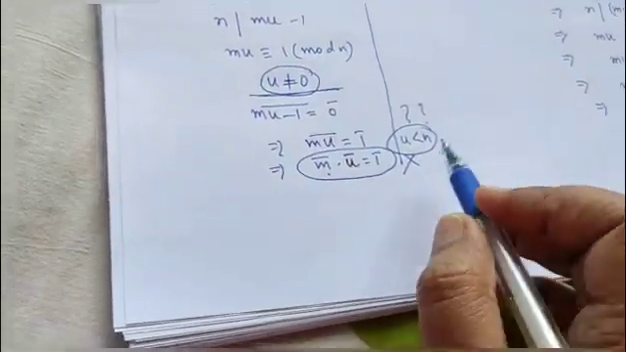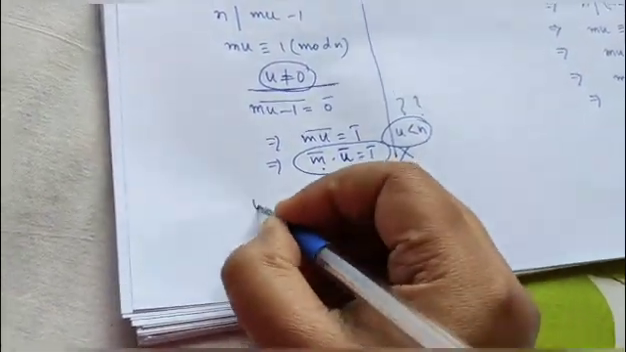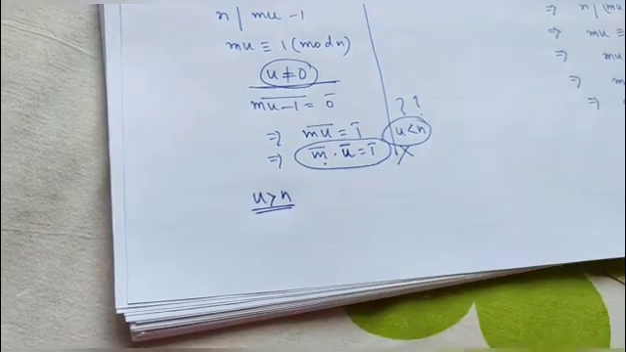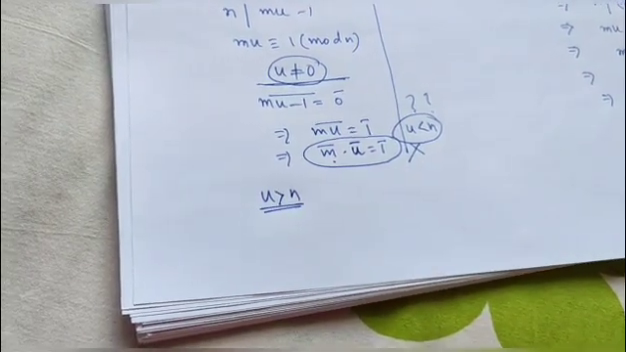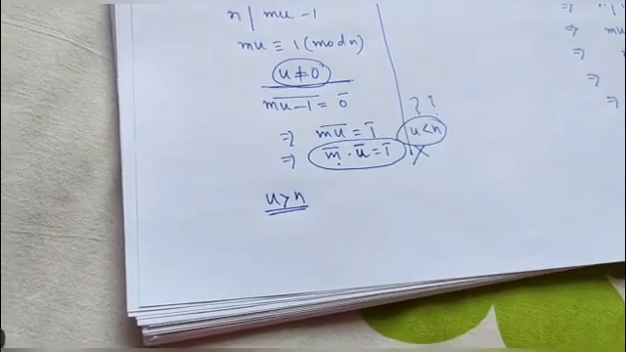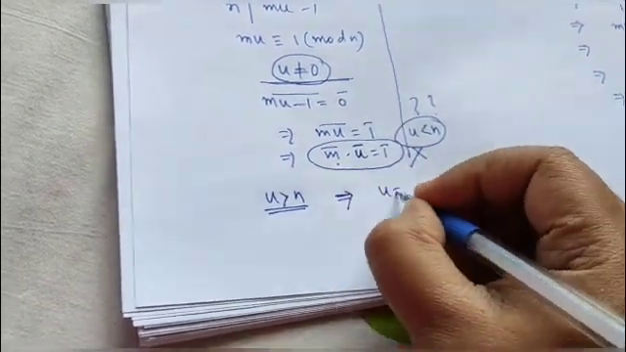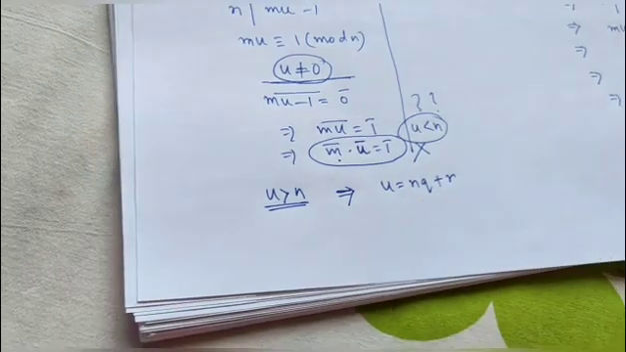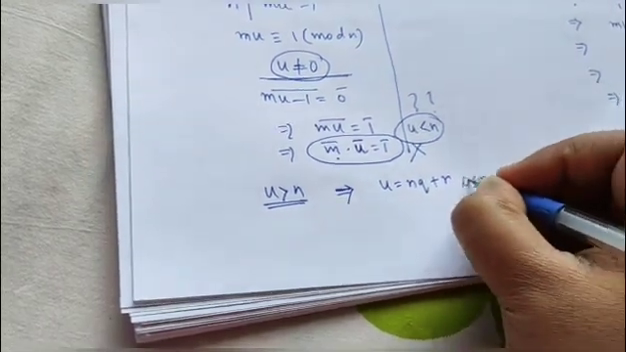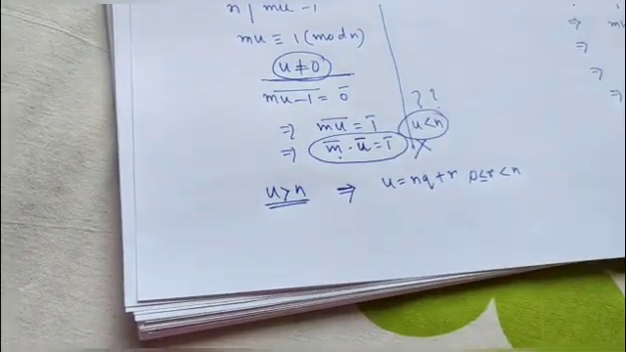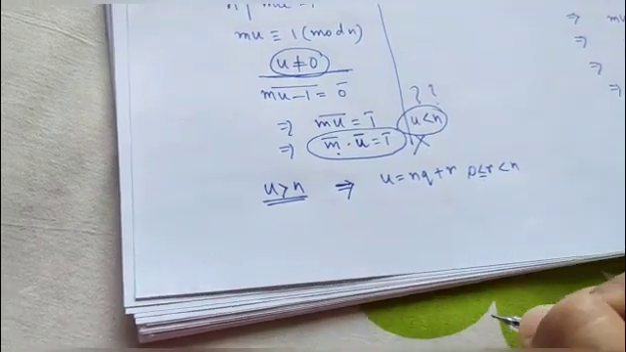So how can I prove that u is less than n? Let us take the contrary, that let u be greater than n. If u is greater than n, I can divide u by n. So I can apply the division algorithm. If I apply the division algorithm, I can write u equals nq plus r, where r is the remainder. So what is the definition of r? 0 less than or equal to r less than n.